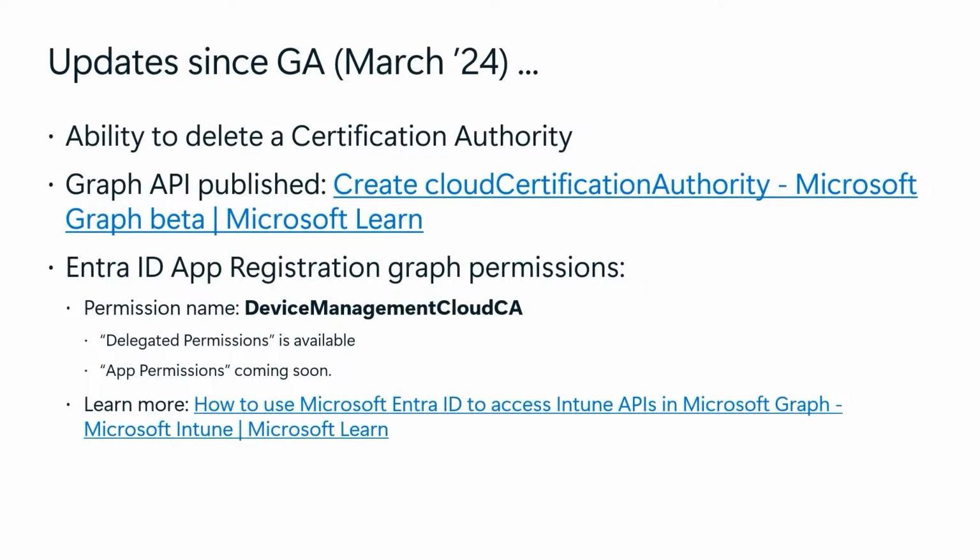A few things since we GA'd, general availability back in March, as I said. We added the ability to delete a certificate authority. When we first released, you didn't have that ability, so if you wanted to delete a certificate authority, you had to make a support call, create a support ticket, and then have the support folks talk to our engineering folks and have those certificate authorities removed from the service. But that is all now in the customer's hands, which is great. And I will walk you through that process as well.